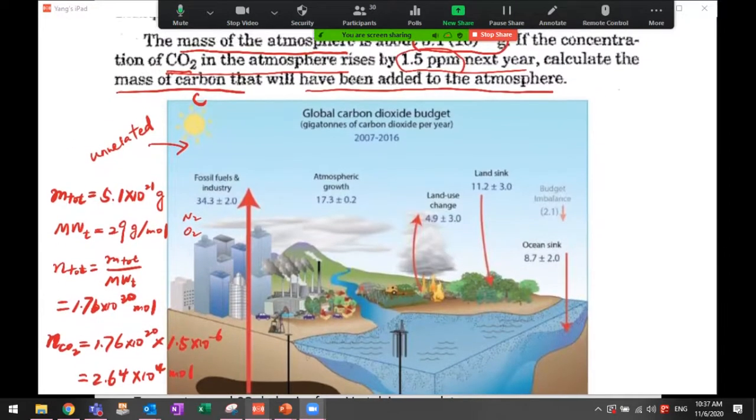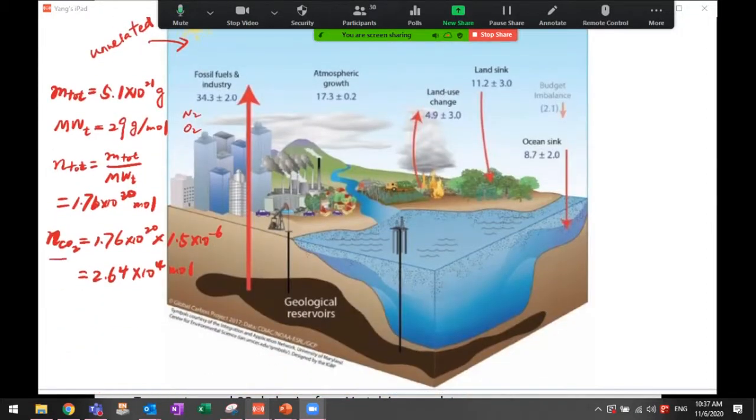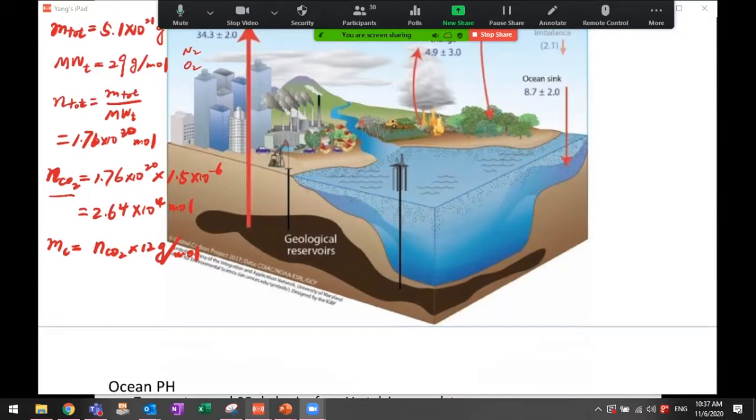And we're talking about carbon here. Since we already know the number of moles of carbon dioxide, we can just multiply this by 12, right? 12 grams per mole. That's for carbon. You can find out that this is actually 1.16.